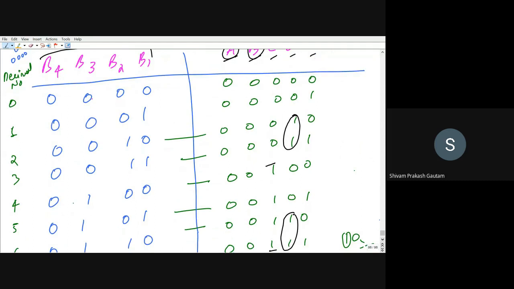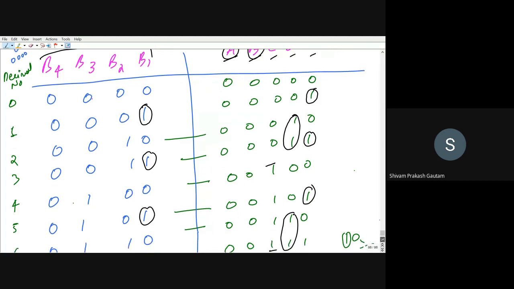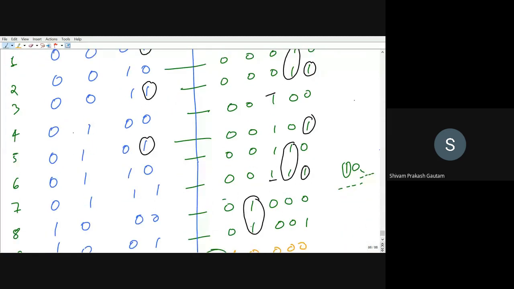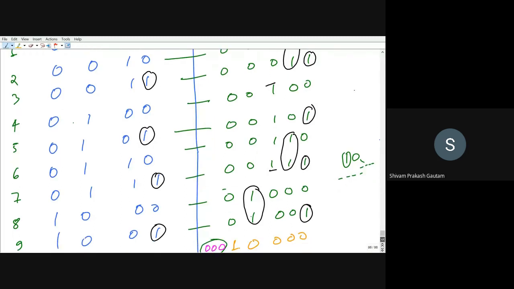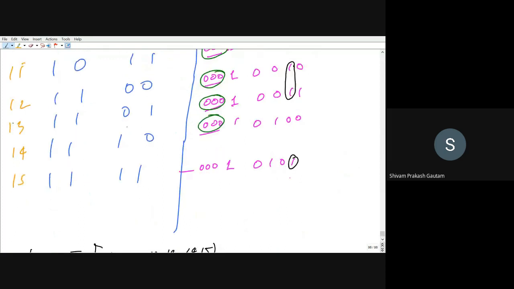Now if you see for E, whenever E is 1, you can observe that B1 is also 1. For all the cases, wherever E is 1, B1 is also 1.